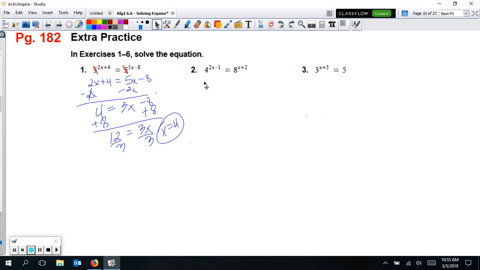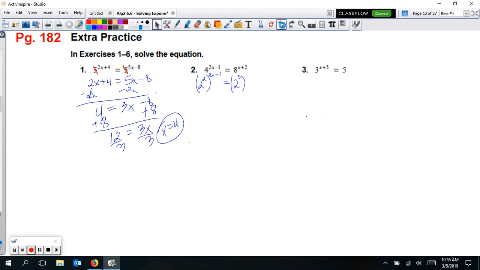So 4, we can break them both down into base 2. 4 is 2 squared and 8 is 2 to the 3rd power. So we're going to start with that. Starting with 4, it's going to become a 2 squared. And then I'll put my exponent right there outside of the parenthesis, the 2x minus 1.